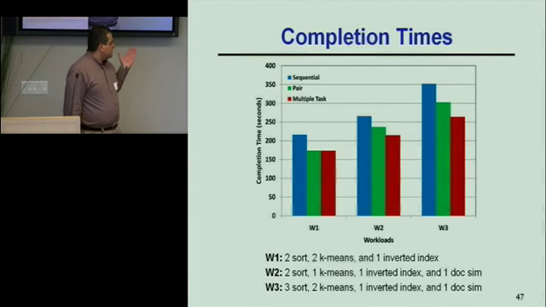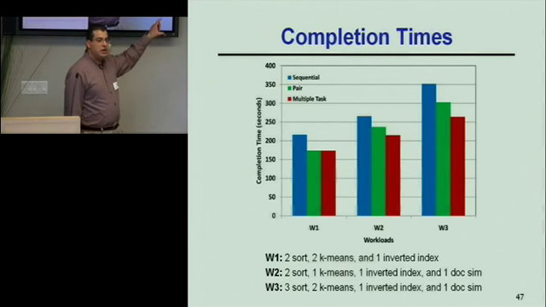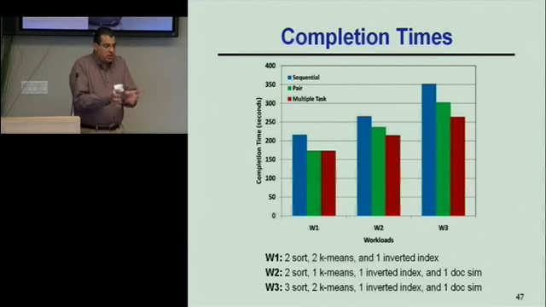What I'm showing is, for the 3 different workloads, the completion time in seconds. Blue is what you get when you run these tasks one after the other, giving every task the full cluster. Green is what you get with our pairwise task scheduler. So it tries to pack things on the cluster, but it can only pack 2 jobs at a time.